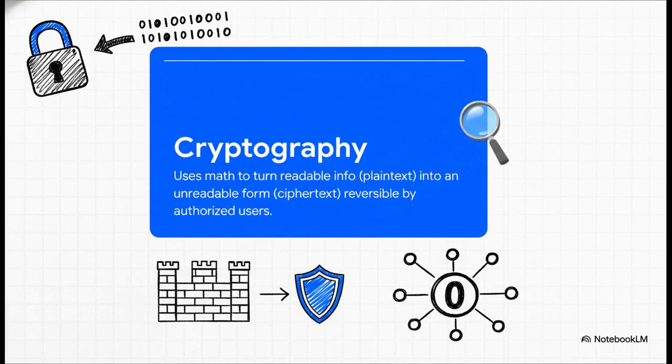It's a really simple but incredibly powerful idea. You take your normal readable message, we call that plain text, and you use a math algorithm and a secret key to scramble it into something completely unreadable. That scrambled mess is called ciphertext, and the only way to unscramble it is if you have the correct key.